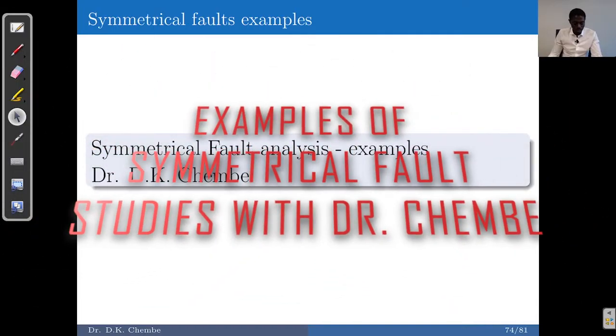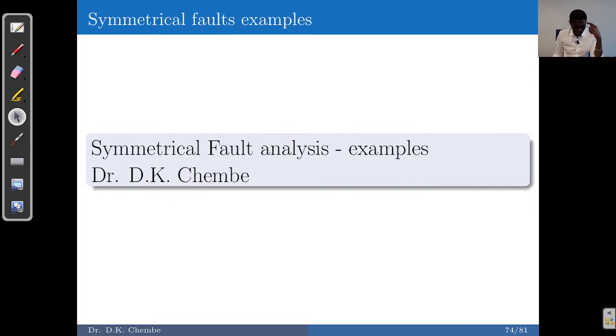Hello my friends, today I'm going to look at symmetrical fault analysis, a few examples, just 3 examples to study, and thereafter we'll look at other examples that will depend on the per unit analysis. These examples are going to be focused mainly on the equivalent reactance method.